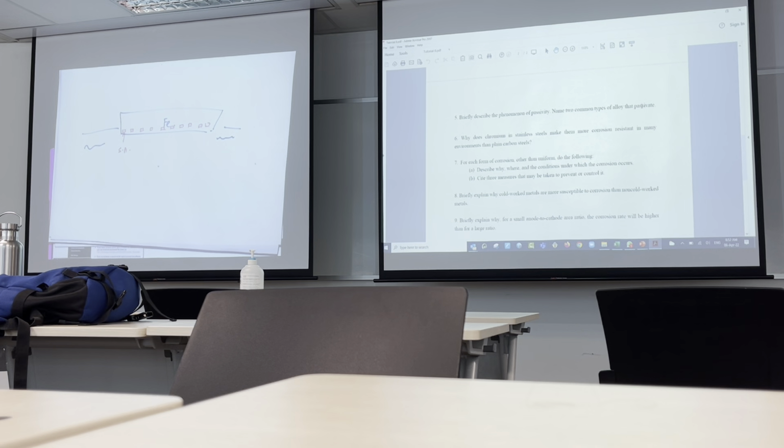The oxide is not stable. It comes off. So iron is always on the active side. It doesn't form a passive layer. So every time the oxide peels off, you scratch it, you just easily remove it and expose new surface, and things will just continue and continue. Okay, number 6 is why chromium in stainless steel makes them more corrosion resistant. This one explained already.